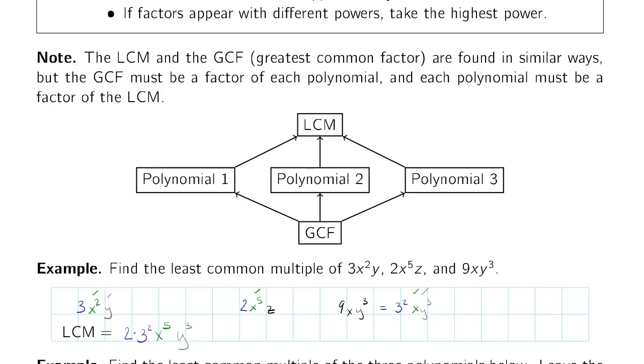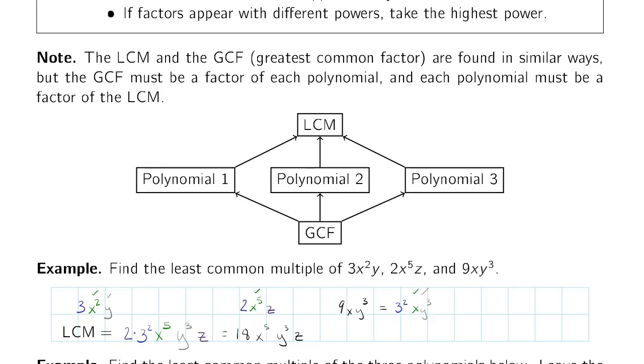So I've dealt with x's and y's. I still have a z sitting there. So now I'm going to deal with my z's. I only have a factor of z in one monomial. It's just z to the first. So I just need a z in my LCM. And that's it. I could multiply out my numbers. So I have 18 x to the 5th, y to the 3rd, z. But there's nothing else I can do with them.